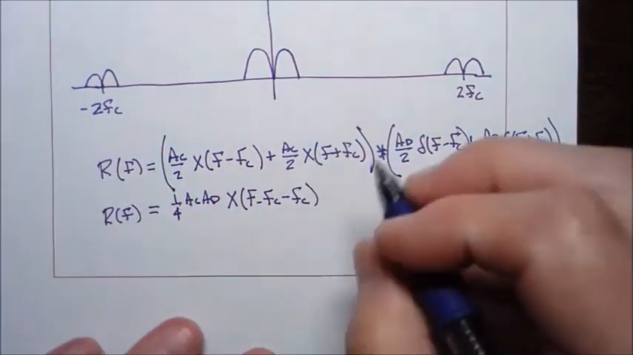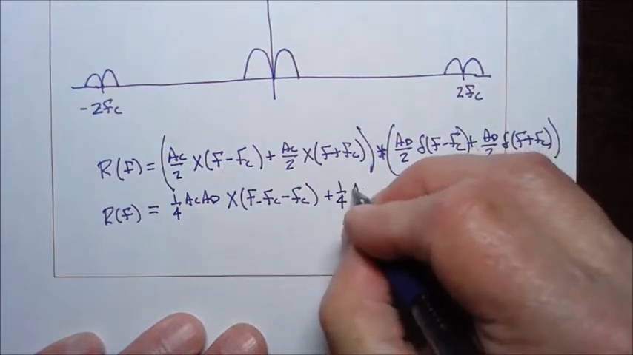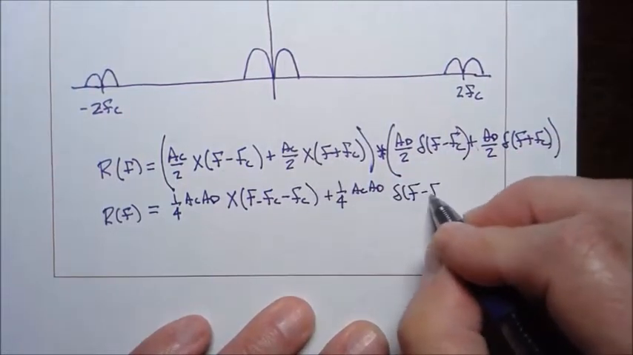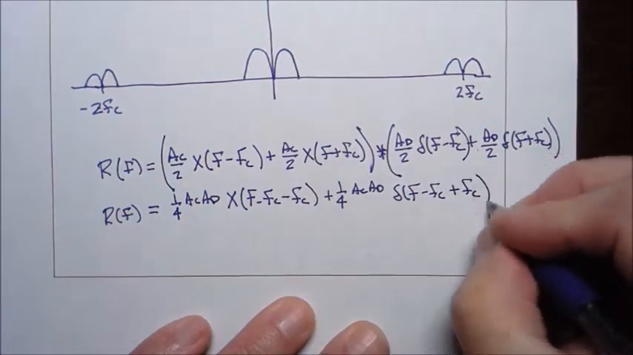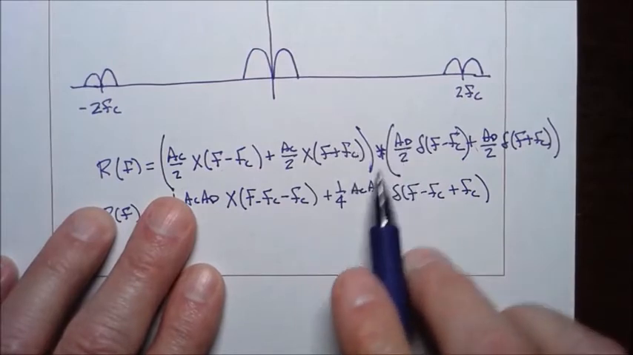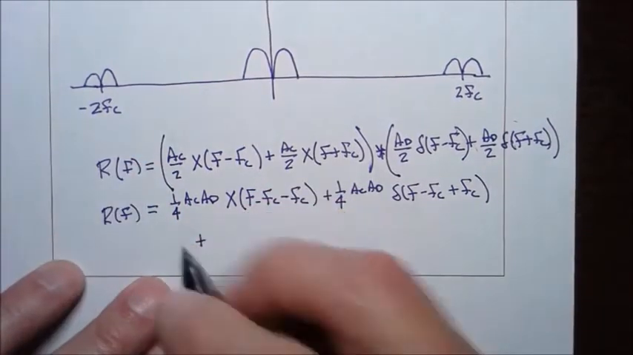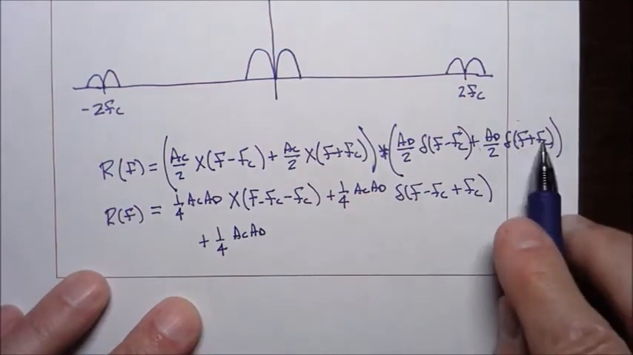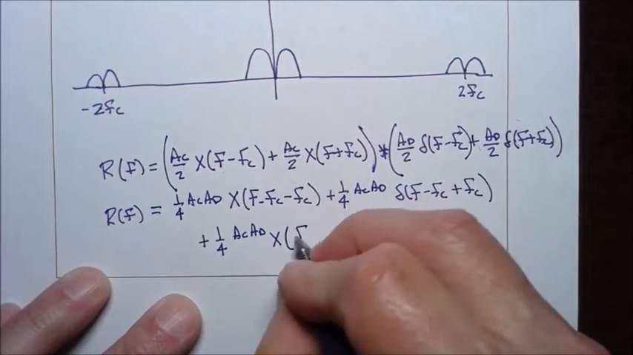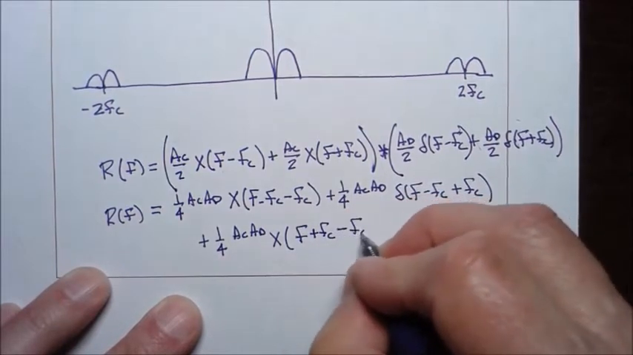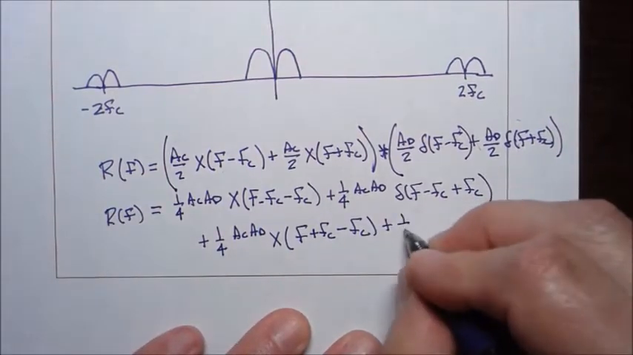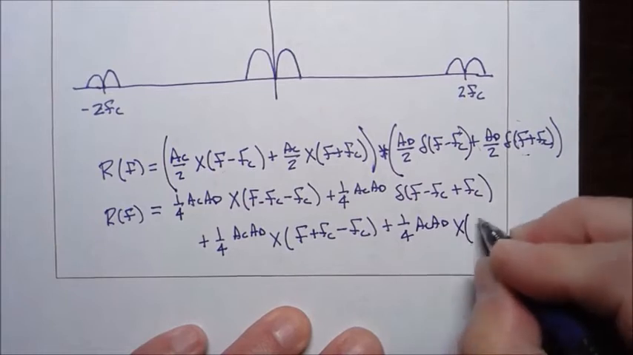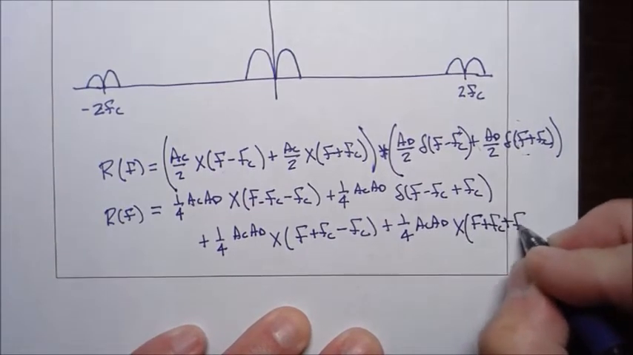Now this one convolved with this one, plus 1/4 ACAD, and then I take delta, and instead of F, I write in F minus FC plus FC. That was this one convolved with that one. Half finished. Now I take the second term and convolve it, so we get 1/2 times 1/2 is 1/4 AC times AD. I take F plus FC and plug it in for F here, capital X, F plus FC minus FC. And then the last term, 1/4 AC times AD. Take F plus FC and plug it in for F. In this term, X, F plus FC plus FC.